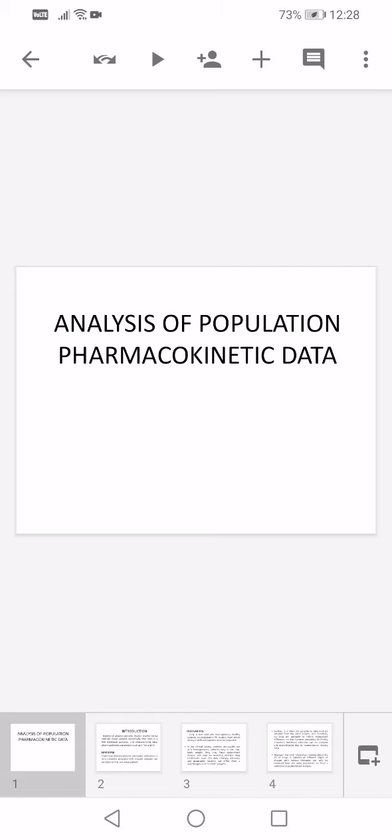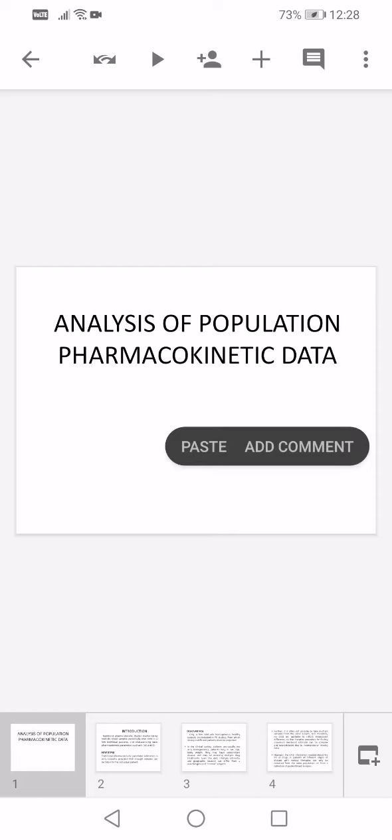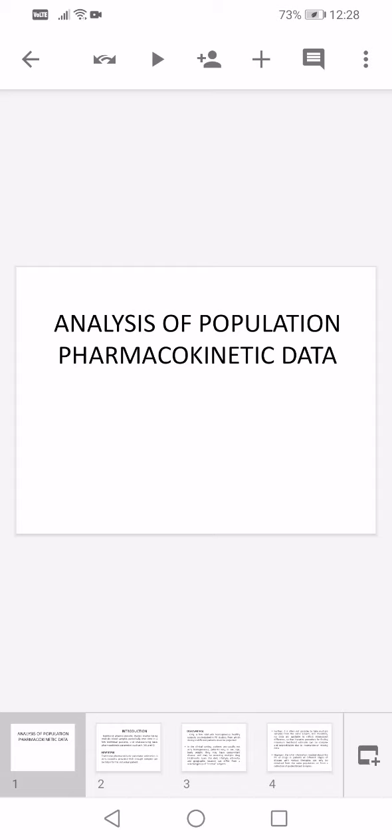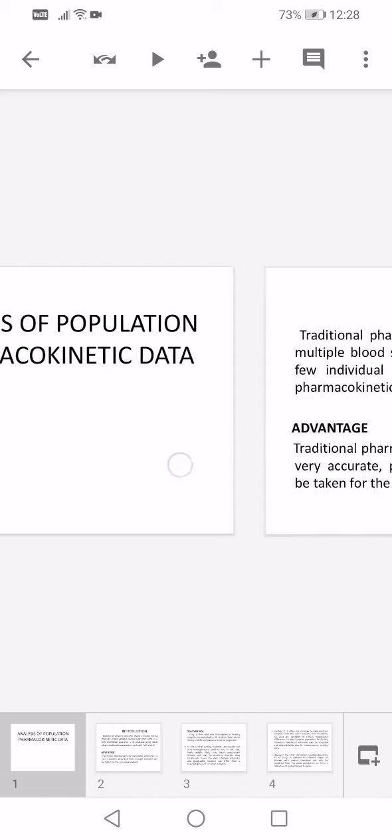Today let us see about analysis of population pharmacokinetic data. That is nothing but we are going to select a group of population, using Bayesian methods and adaptive methods, with some software, to find out the pharmacokinetic data from a group of individuals. That is called population pharmacokinetics. So let us study how you are going to analyze the population pharmacokinetic data.